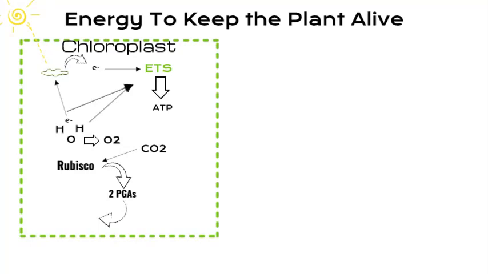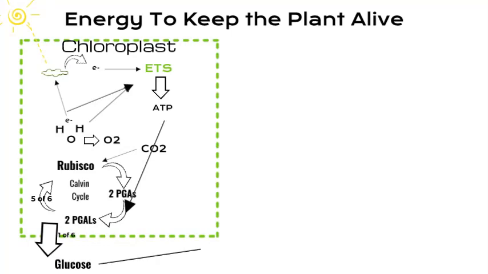Most of the time, 5 out of 6, those PGALs are converted back to Rubisco. This process is called the Calvin cycle. However, 1 out of 6 times, the two PGAs join and form a glucose molecule. This glucose goes to the cytoplasm, where it will fuel the other energy converting organelle, the mitochondria.